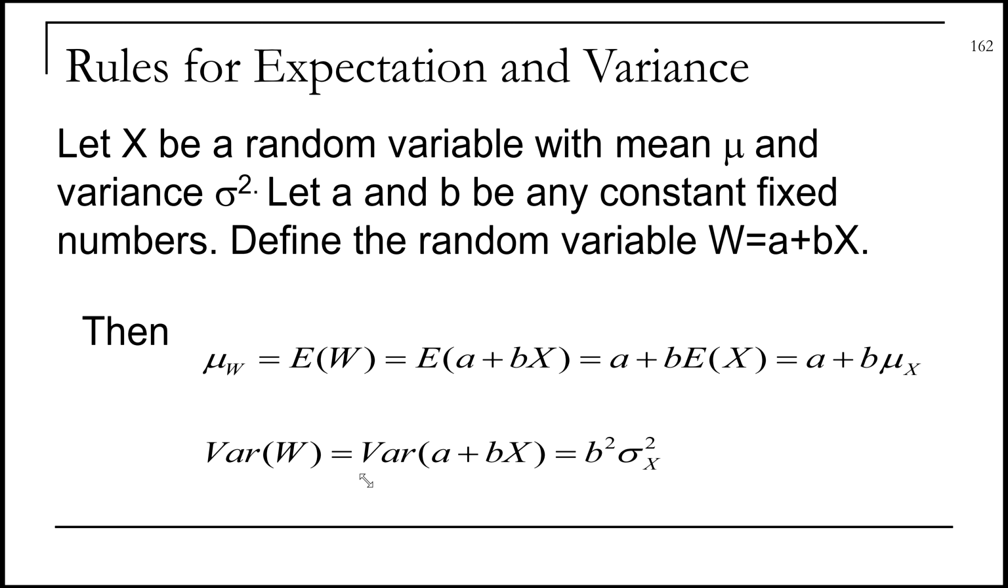So again, some rules for expected value and variance. The expected value of a plus bx is a plus b times the expected value of x. Everything works nicely for means. For variances, the variance of a plus bx is going to be b squared times the variance of x. Here, a and b are constants.